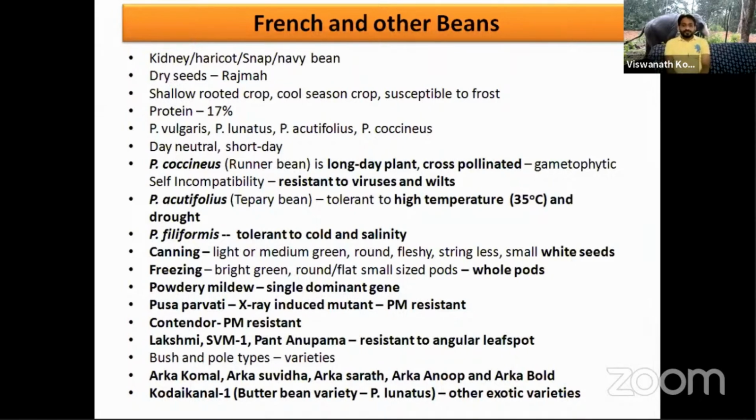So there are some other important varieties resistant to various types. There is Kodaikanal 1, a Phaseolus lunatus variety, lima bean or butter bean. So this is French and allied beans.